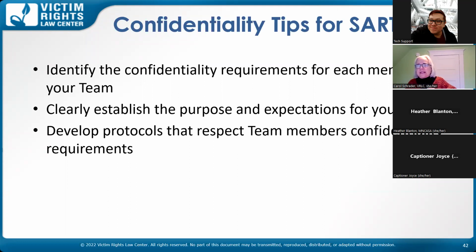Are there things like assigning numbers so that only the person who brought the case will know who you're talking about? Again, with the understanding that in certain communities, it's not going to be that simple, but in larger communities, it might help.